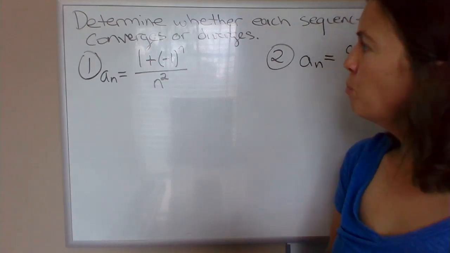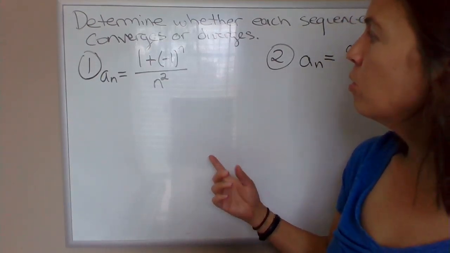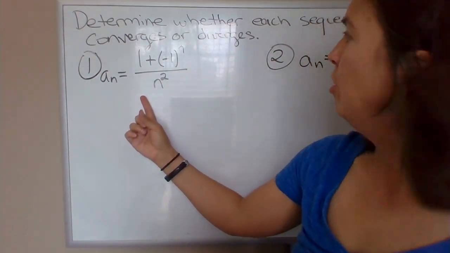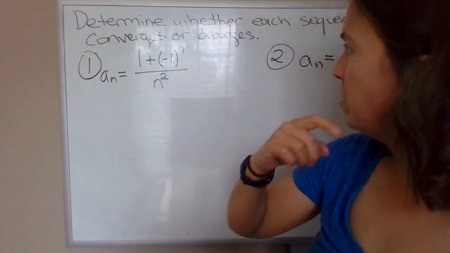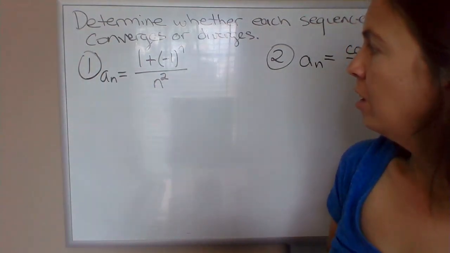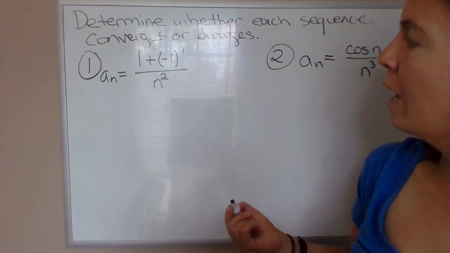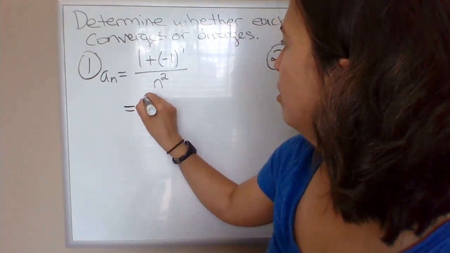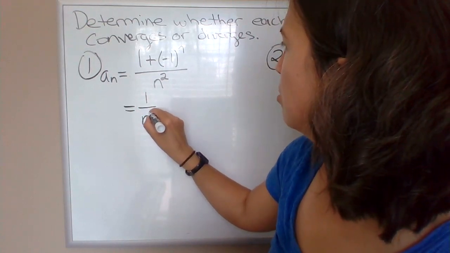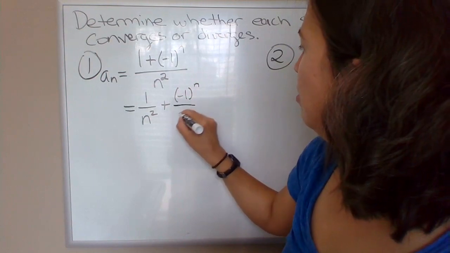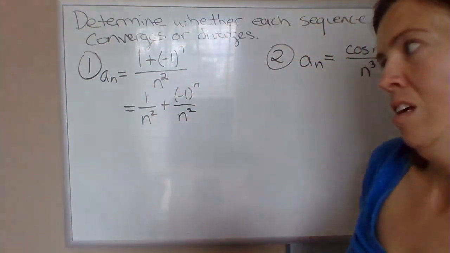Here's a couple more examples where we want to determine whether the sequence converges or diverges. So with this first one, 1 plus negative 1 to the n all over n squared, what I would do is split up that numerator. So make this 1 over n squared plus negative 1 to the n over n squared.